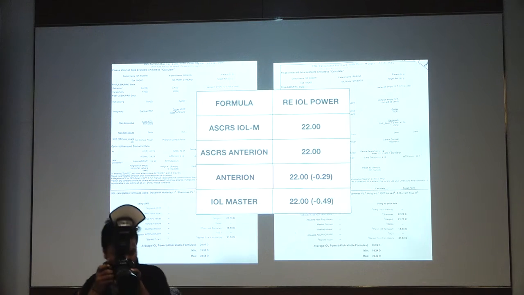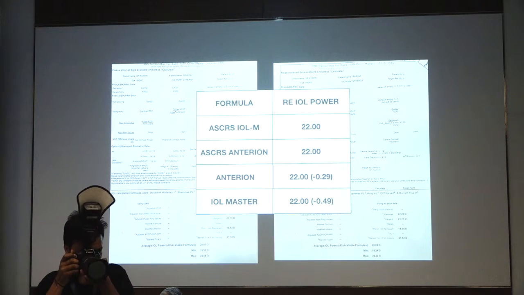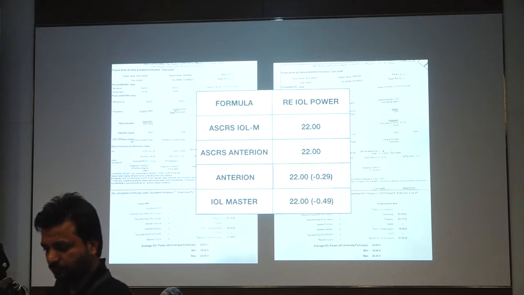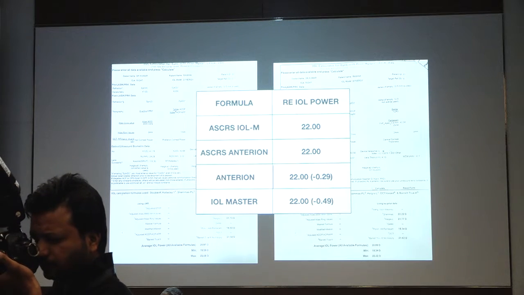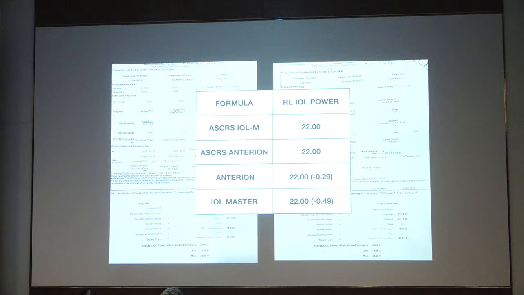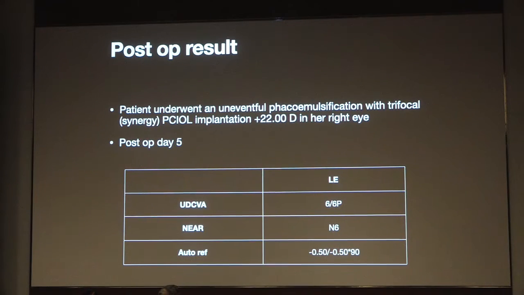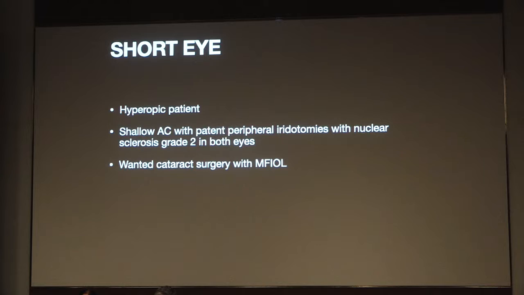Now I also got an IOL Master reading done. When they are post-refractive cases, I prefer to do an IOL Master, and I compared it with the Anterion to conclude what's happening. I also did the ASCRS calculation. The ASCRS calculation on IOL Master was 22, and using Anterion readings was also 22. So I stuck to the Anterion reading because that's what I have. My patient went ahead with a successful trifocal Synergy IOL of 22 diopters, and the post-op was 6/6 partial with an N6. The autoref showed that. All of you know that autoref is not very accurate as far as multifocal IOLs are concerned.